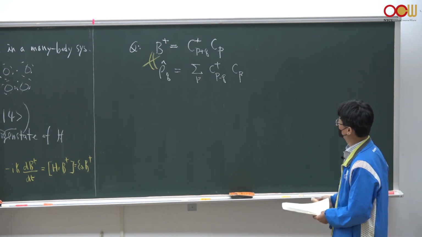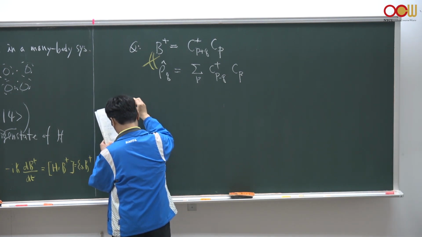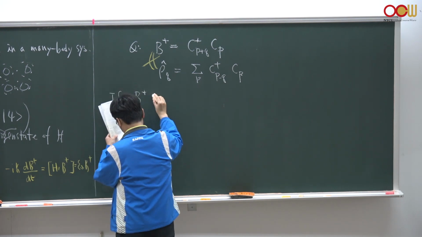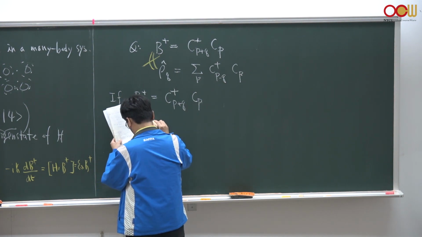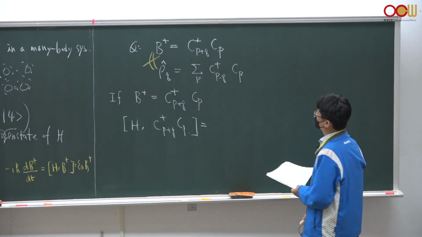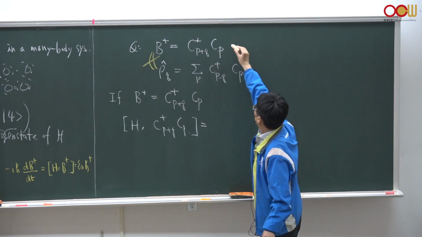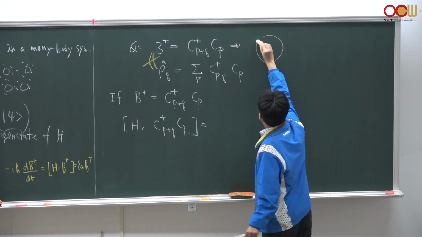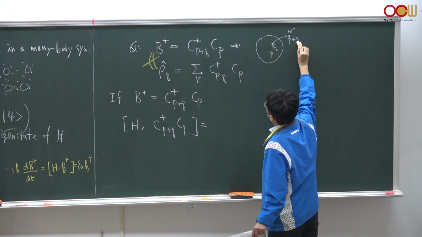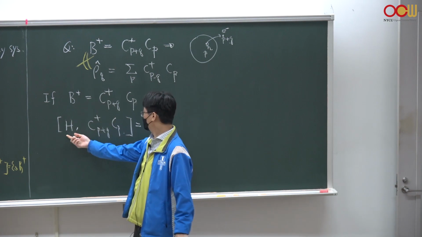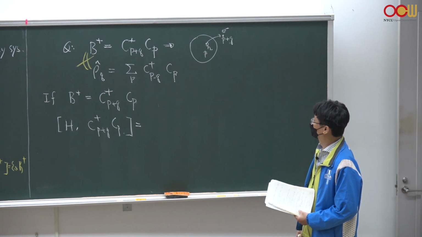But to demonstrate this, let's just check this kind of commutation relation. Suppose the B dagger operator is given by this. Then we could evaluate this equation of motion and see what happens. If I define this B dagger as C dagger P plus Q Cp, this tells me that this is the process of a single electron-hole pair excitation, P plus Q. So let's just calculate this commutator, because we'd like to solve this Heisenberg equation of motion for B dagger.